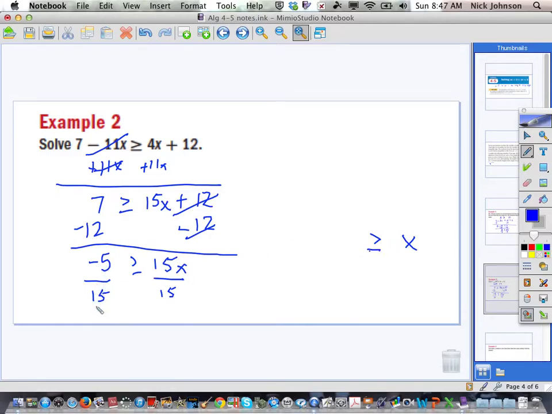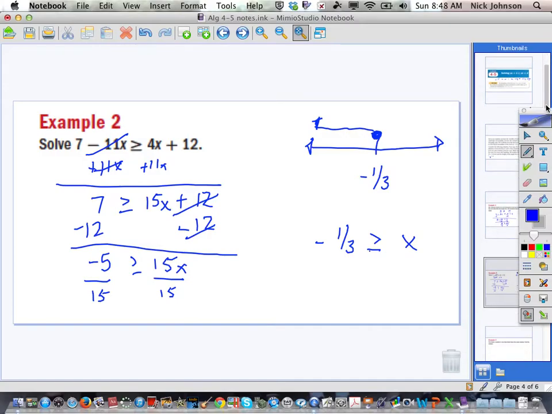And a negative 5 divided by 15 is a negative 1/3. You can check that out on your calculator if you don't believe me. So, if you remember graphing it on an inequality line, my point of interest is a negative 1/3. Closed circle, because I have the equal sign. And you read from your variables. So, x is less than or equal to a negative 1/3. So, less than or equal to is to the left. Okay? Not too shabby.